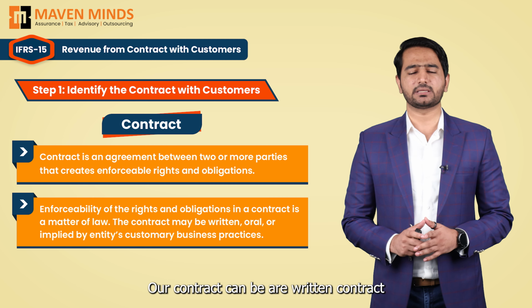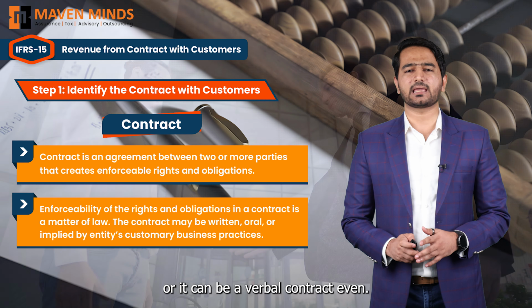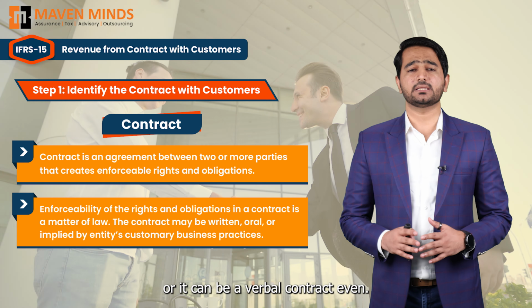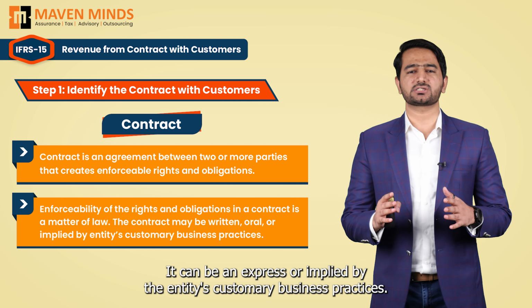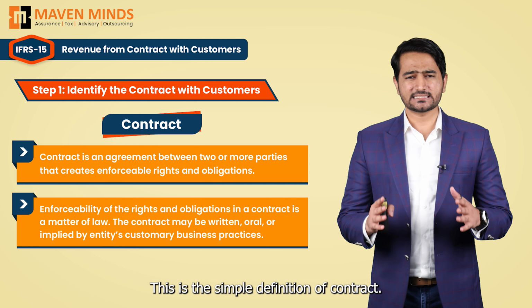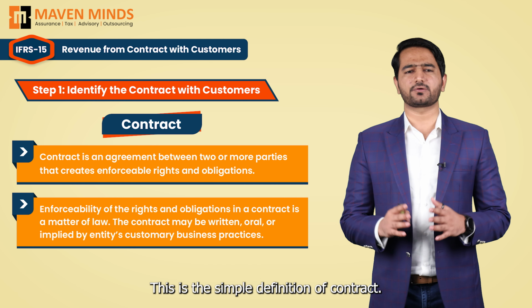Our contract can be a written contract or it can be a verbal contract. It can even be express or implied by the entity's customary business practices. This is the simple definition of a contract.